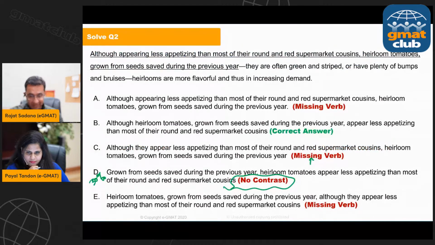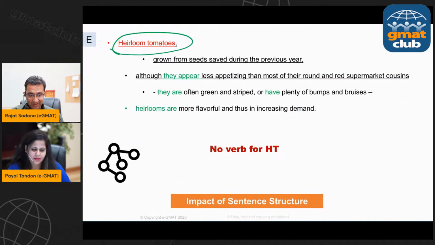And while we go forward, you guys can really just say, what do you mean no verb? No verb means no verb. The subject exists, there is no verb. Every subject needs to have a verb for it to constitute the complete sentence. So here's heirloom tomatoes is just hanging by itself. It has no verb.